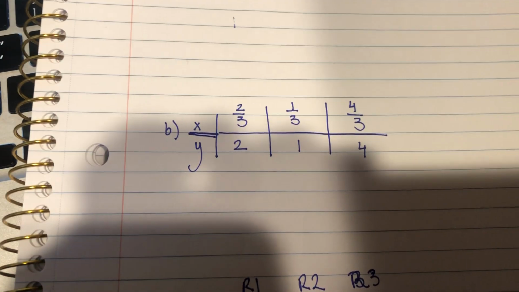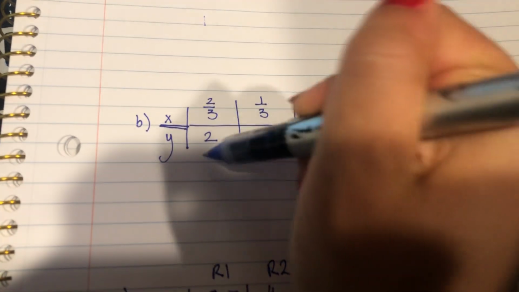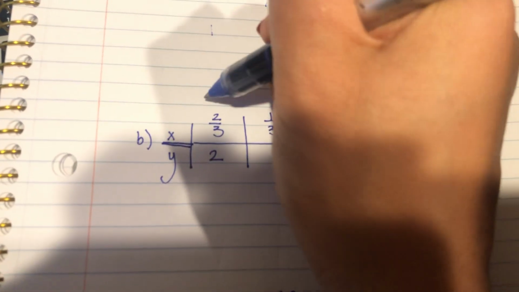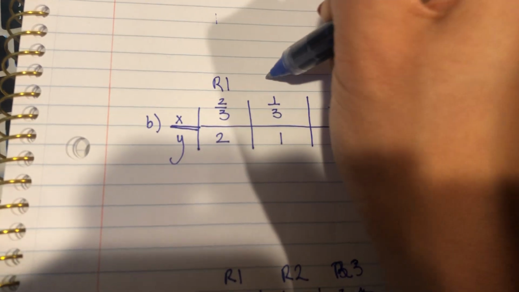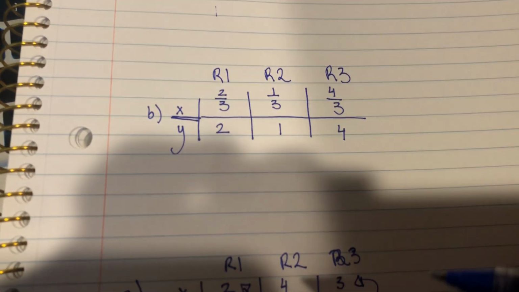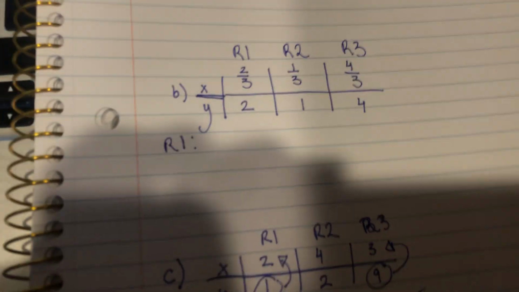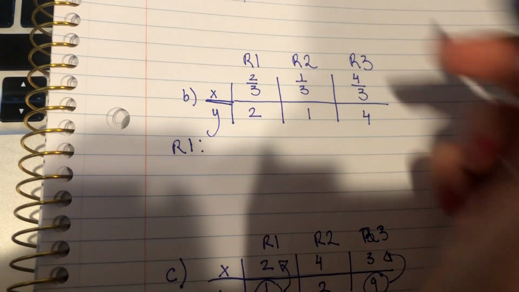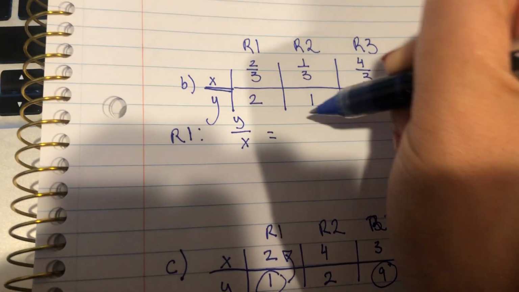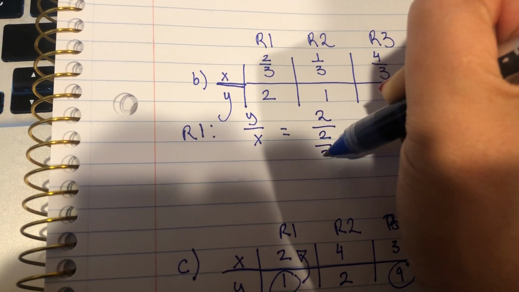So let's move up one. We have B. We do not have any mixed numbers, so I do not have to convert any of these fractions into improper fractions. So now I'm going to label my ratios. We have ratio 1, 2, and 3. And what we're going to do is, again, same thing. We divide. So we do y over x. And what you have to do is divide each one.